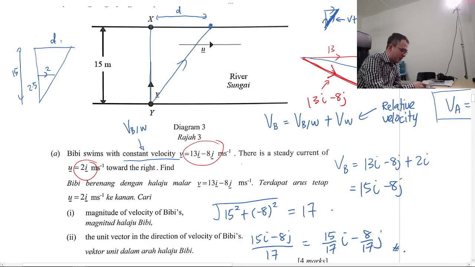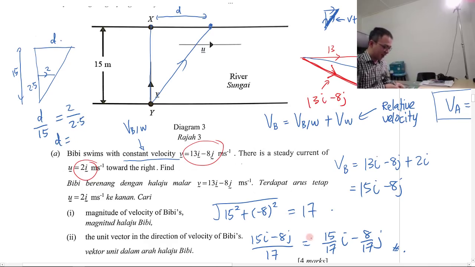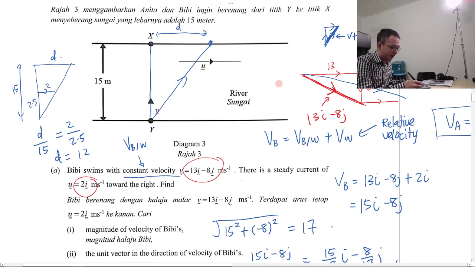So I just use a similar triangle. D over 50 equals 2 over 2.5. Then I can get my distance downstream by solving the similar triangle: 2 over 2.5 multiplied by 50. So the distance downstream here should be 12 meters. Okay.